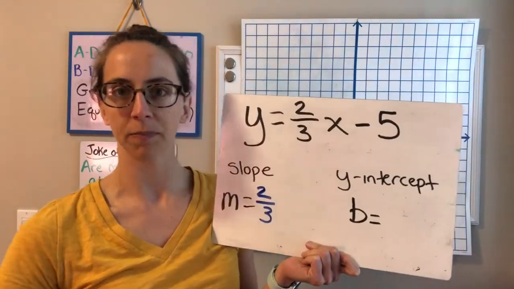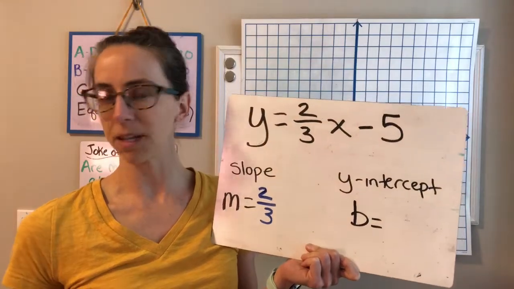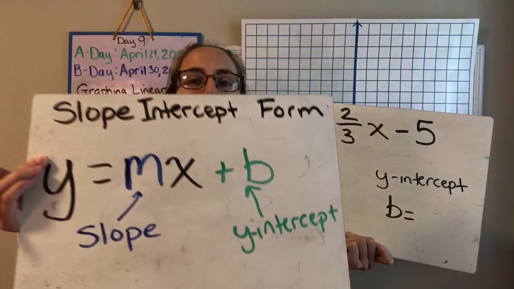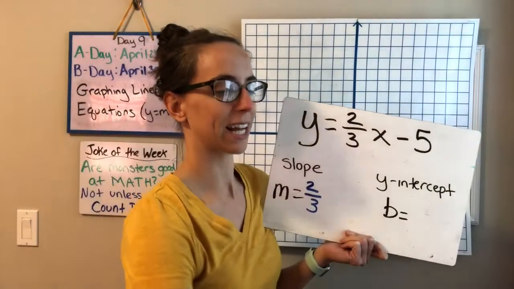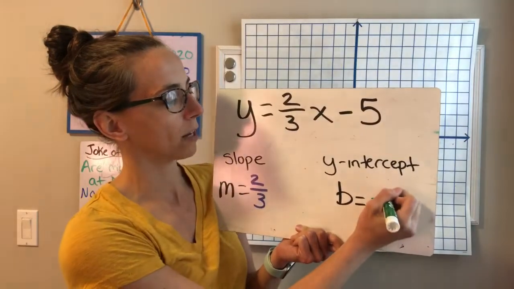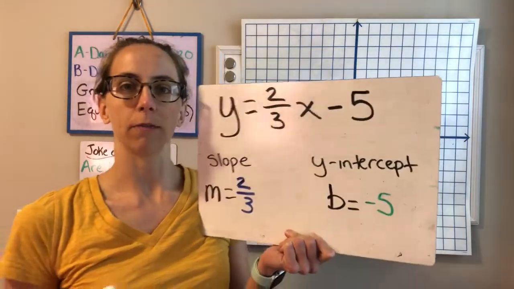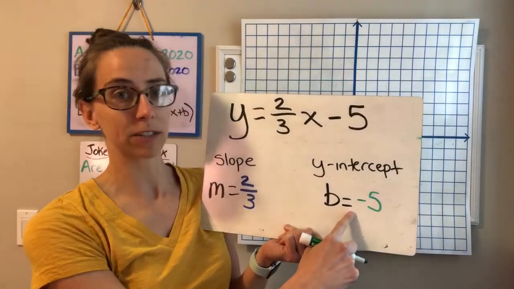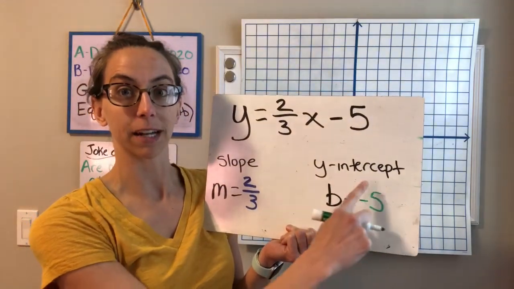The second thing I need to determine is my y-intercept, and that is represented by your b value, the number at the end of this equation without the coefficient. So we have our slope, how we're moving in our graph, and we have our y-intercept, where we're starting on our graph. That's at -5.